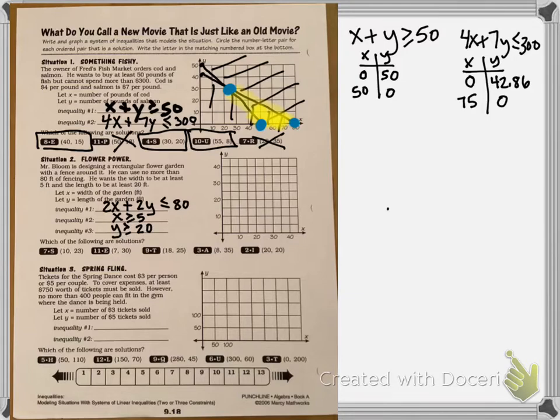Now I'm going to graph this first inequality, I'll go ahead and do that in red. And again, I'm going to use my intercepts. So the y-intercept is going to be 40, and the x-intercept is going to be 40. And it is going to be a solid line. And the shading is going to be below.